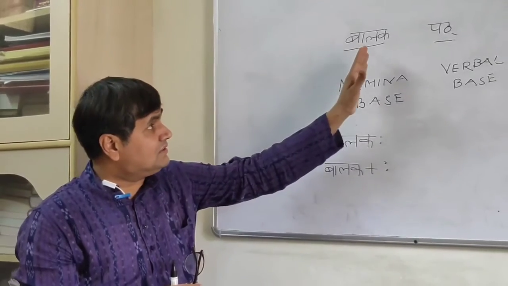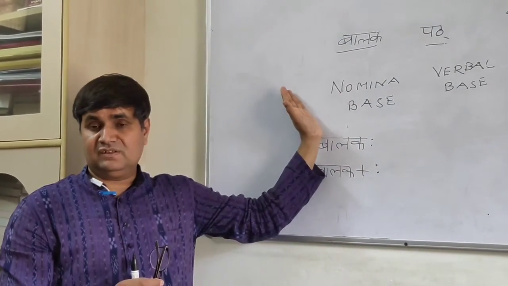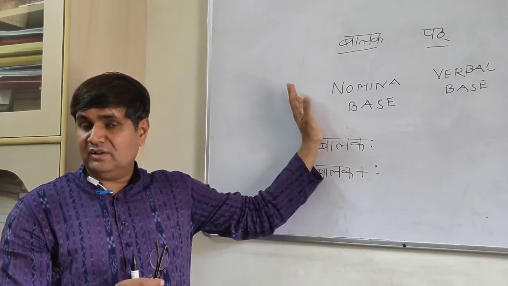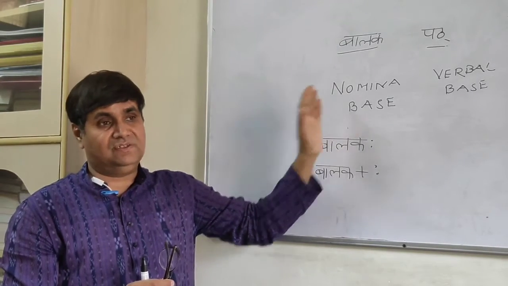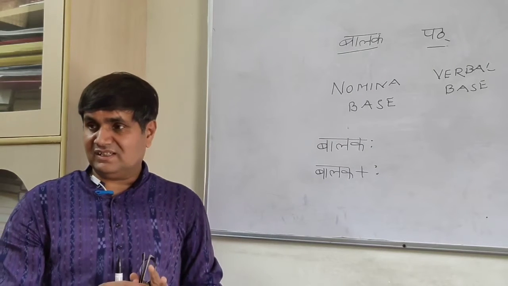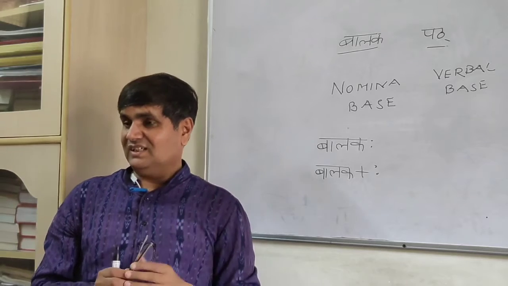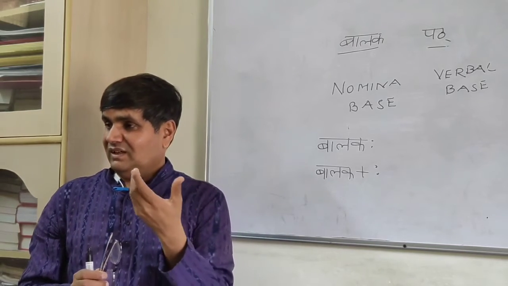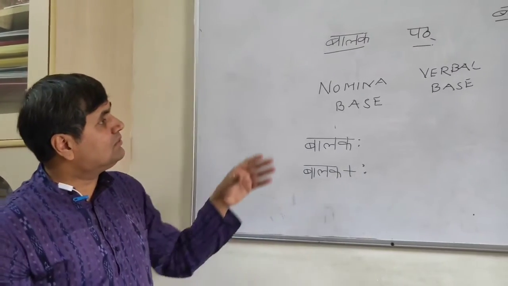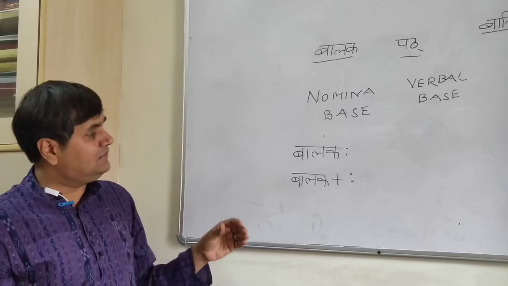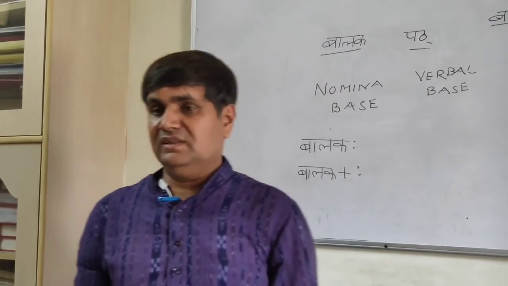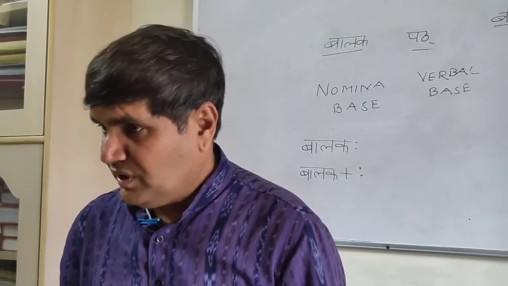So the first component of the word is called base words. Base words. In Sanskrit it is called pratipadika. We have a special technical word. I am not going to explain this word. Anyway, you just take it from me that any independent Sanskrit word has two components.